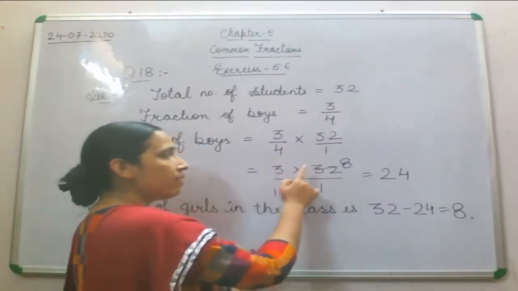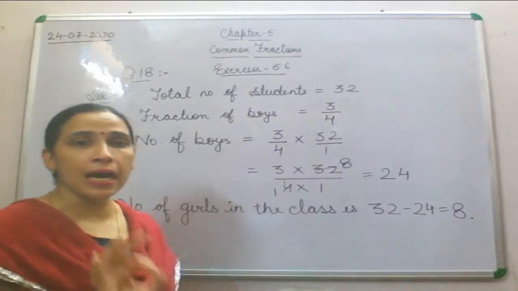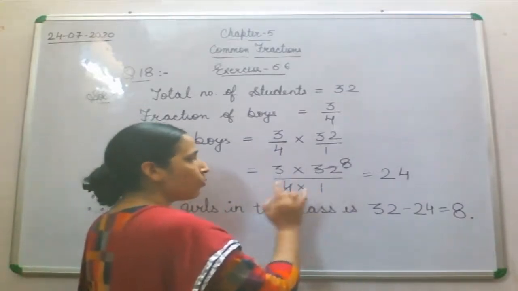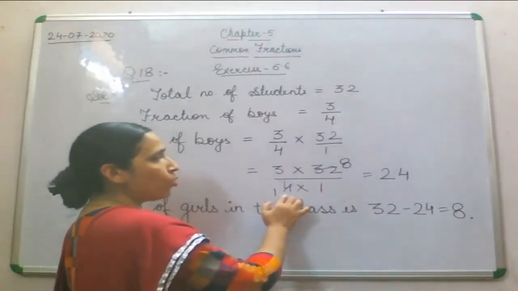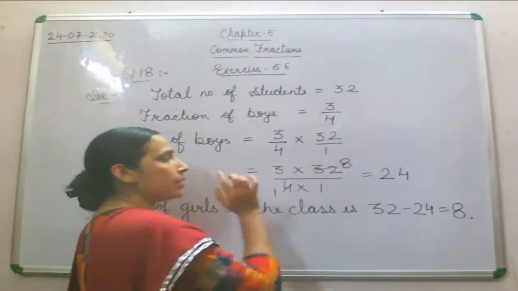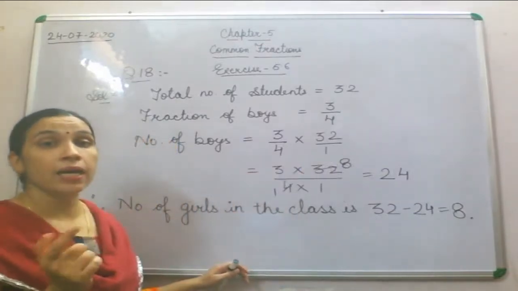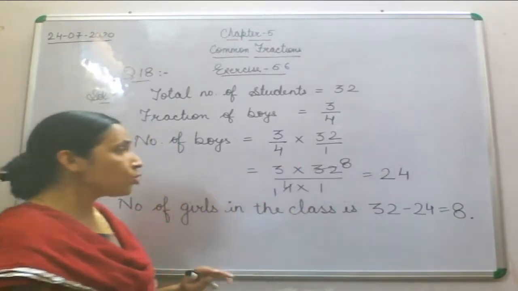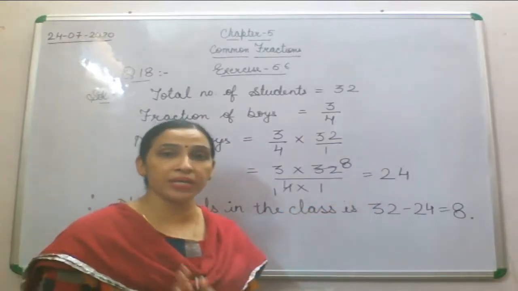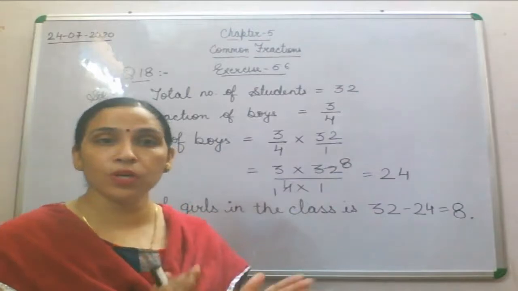Now the numerator will be multiplied by the numerator and the denominator by the denominator. So what will we do here? In the table of 4, 32 is coming. So 4 eights are 32. Then 8 will be multiplied by 3. Now 8 threes are 24. So this 24 will become the number of boys.